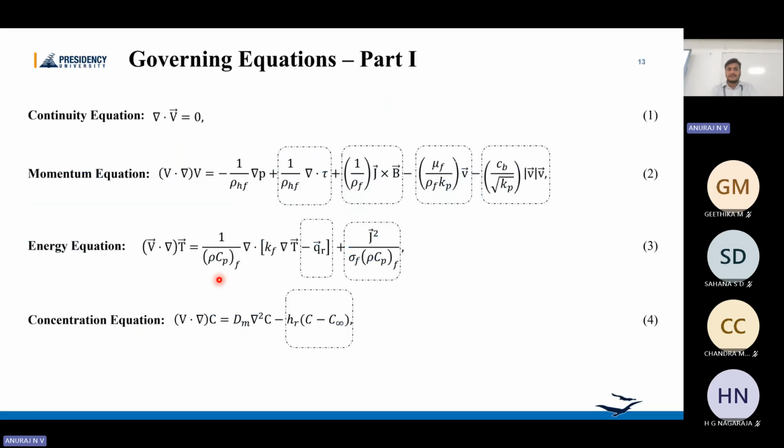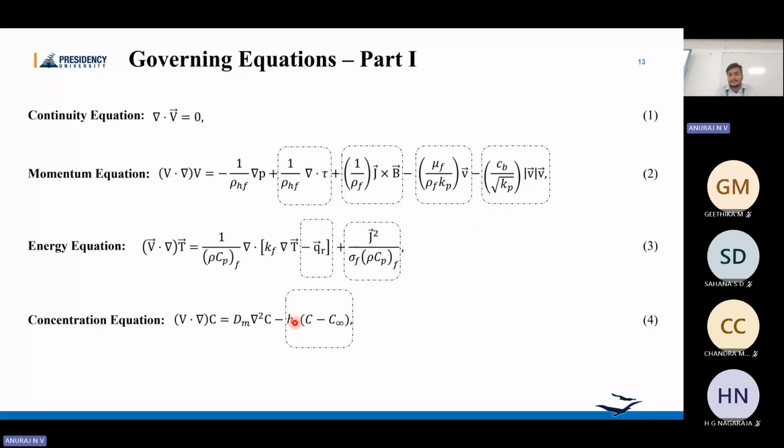And these are the vector forms of the governing equations. Majorly here I consider the tangent hyperbolic fluid, where tau represents the tangent hyperbolic fluid, and J cross B is the magnetic field term, and these two are the Darcy-Forchheimer terms. Here I am using nonlinear radiation, that is QR, and J squared is the Joule heating term. And here HR(C − C∞) is the chemical reaction.